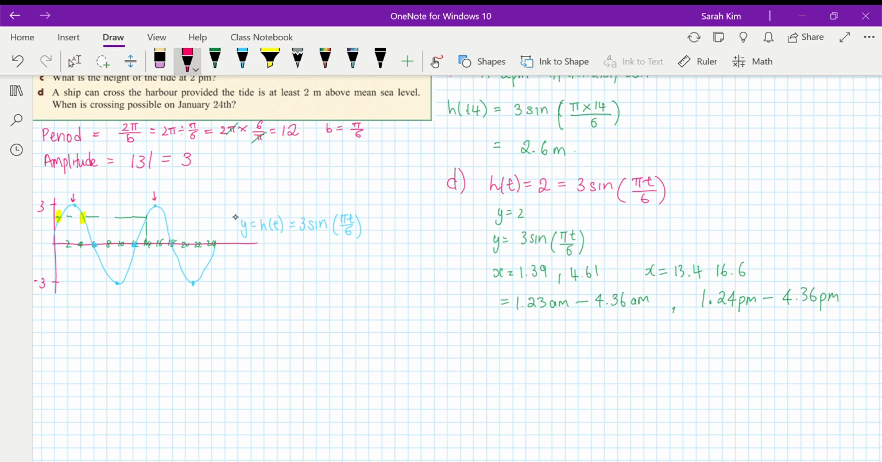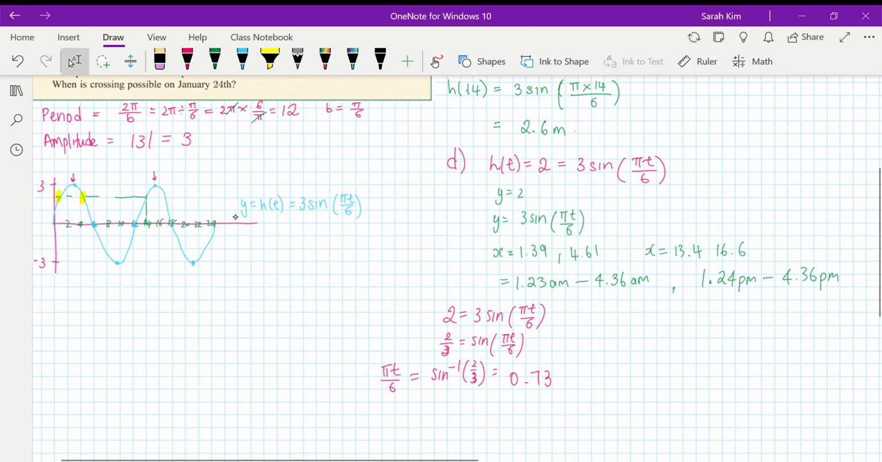Right, so 2 equals 3 sine pi t over 6. 2 over 3 equals sine pi t over 6. So if I inverse that, I get 0.73, and then that's pi t over 6.